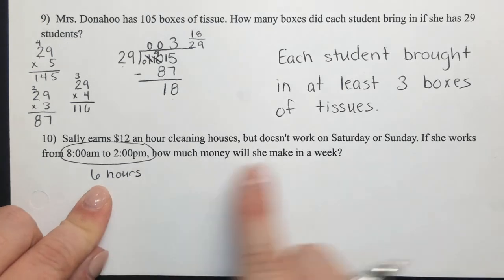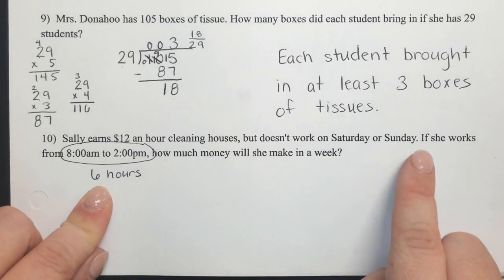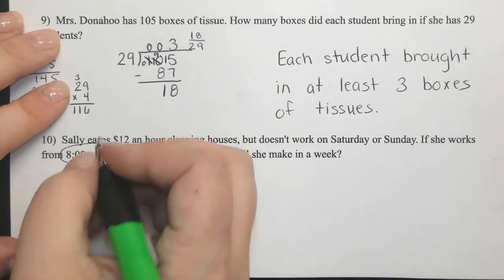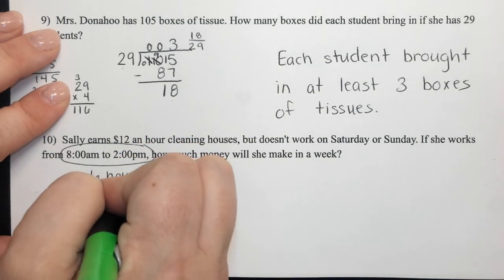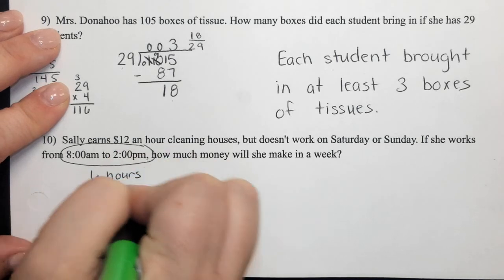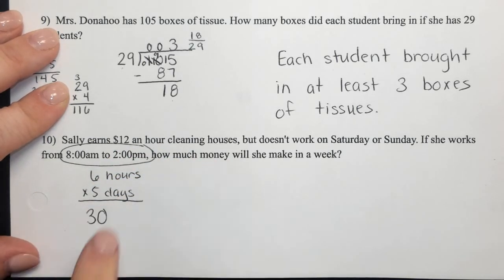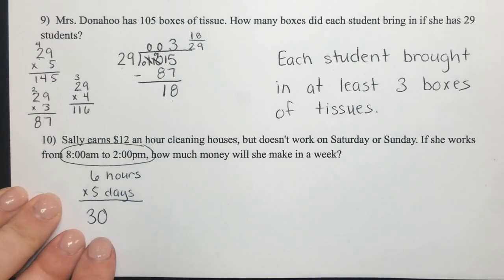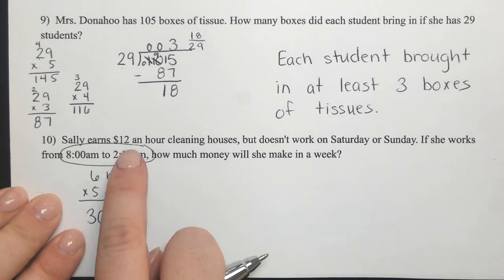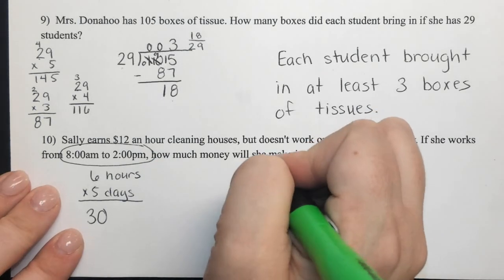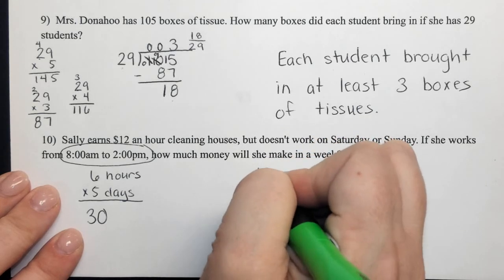Now, if she works every day but Saturday and Sunday, how many days is she going to work those 6 hours? 5. So I'm going to multiply my 6 times 5 days. I'm just writing this down so you know where I'm getting them. 6 times 5 is 30. So now I know she works 30 hours in a week, and if she makes $12 every single hour, what do I need to do with those? Multiply again. So I'm going to do 12 times 30.